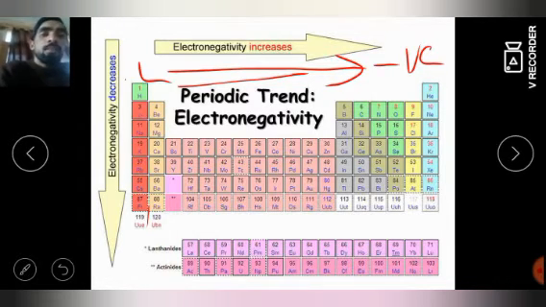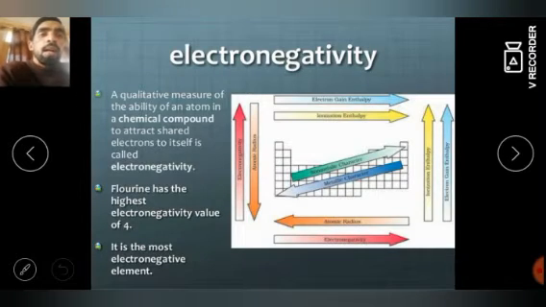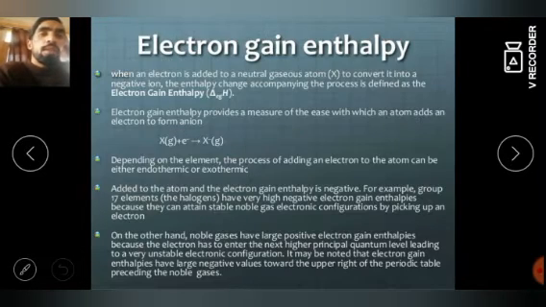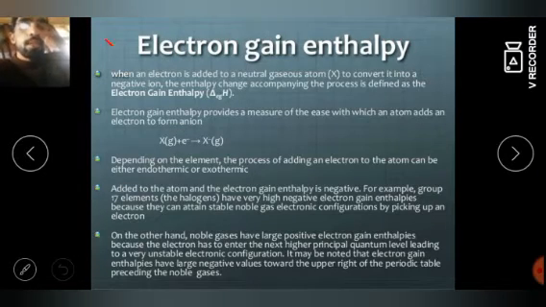Okay, so dear students, the quantitative measure of the ability of an atom in a chemical compound to attract shared electrons to itself is called electronegativity. Fluorine has the highest electronegativity value of 4. It is the most electronegative element. Okay, now next is electron gain enthalpy.